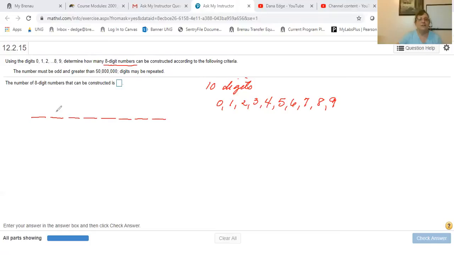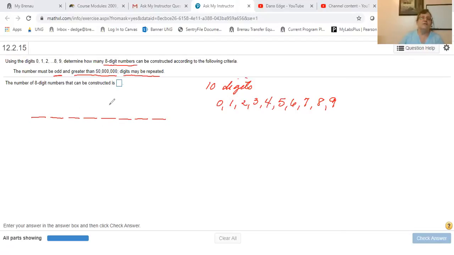Determine how many 8-digit numbers, so 8 positions here, can be constructed according to the following criteria. The number must be odd, must be greater than 50,000. Digits may be repeated. Okay, so if this could simply be any 8-digit number, including 0, then it could go from 0 to 999999999.